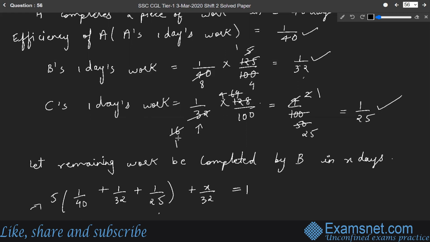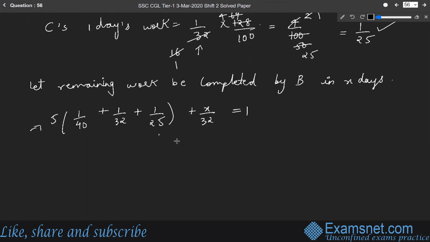All right. Now further we have to solve this. So when we solve this and take the LCM, the LCM will be 800 and the numerator will be 20 plus 25 plus 32.